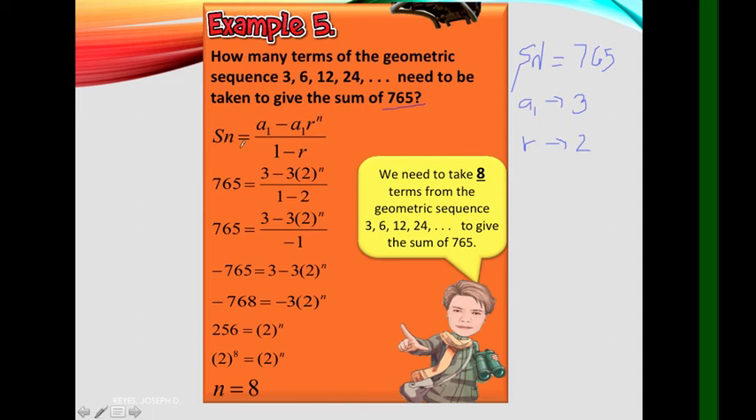So, we have 765 equals, kasi we're looking for the n, right? The n term. Kasi hinahanap natin kung how many terms ang n term. So, we have 3 as our a1 minus 3, a1, quantity 2 raised to n. We don't know what's that n. All over 1 minus 2 as our r.